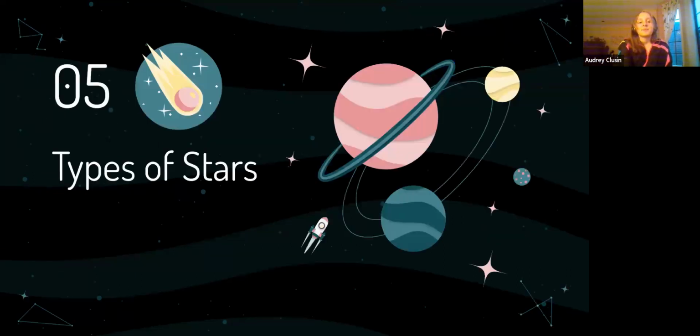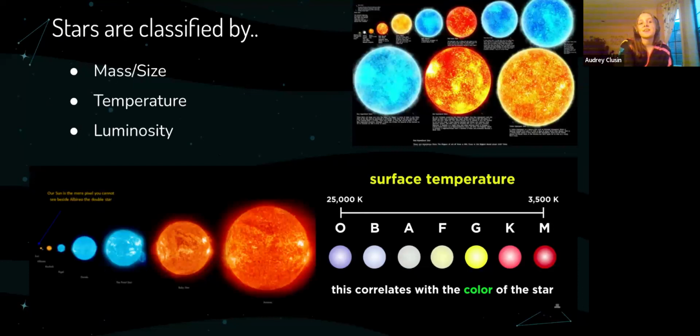Okay, so types of stars. I said this a minute ago, but the most important part of a star is its mass. And this mass ends up determining its size because of the equilibrium that it reaches. Stars are also classified by their temperature. So hotter stars are blue and cooler stars are red, which is a little weird, but temperature is really important, and also by their luminosity.